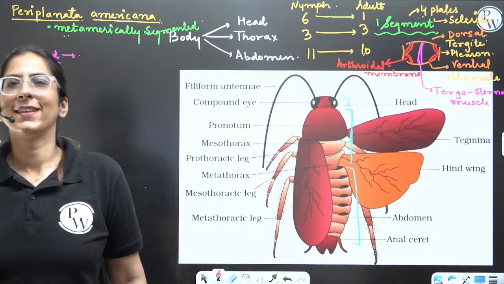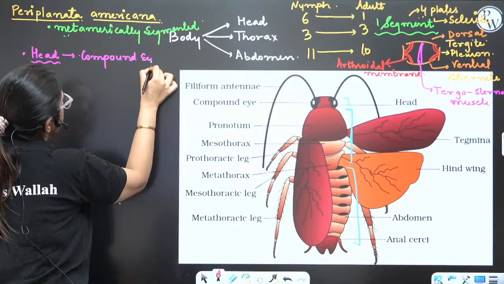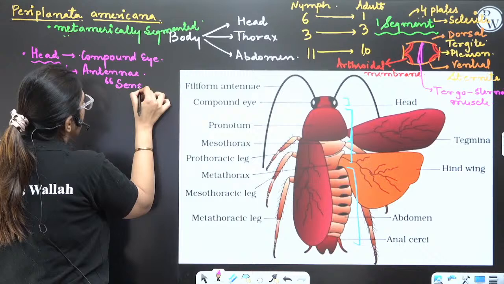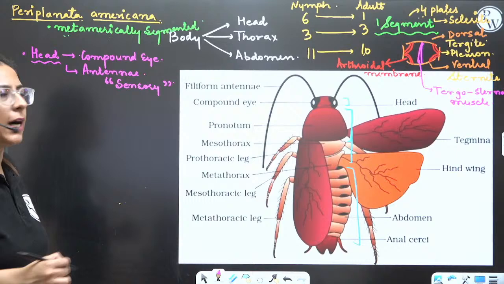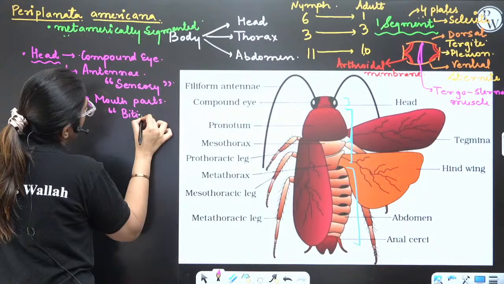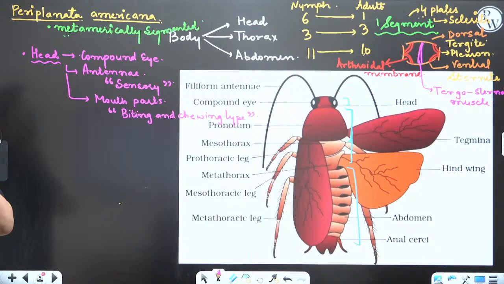Now, the next thing is the head. In the head, what all things can you see? Here you will see compound eyes. You will see antennae, and on the antennae sensory structures are present so that they can sense. They are sensory in nature. On the ventral part you will see mouth parts, and the mouth parts of cockroaches are biting and chewing type. One very important question: which type of mouth part is present in a cockroach? You should know it is biting and chewing type. Clear? So let's start with the eye.